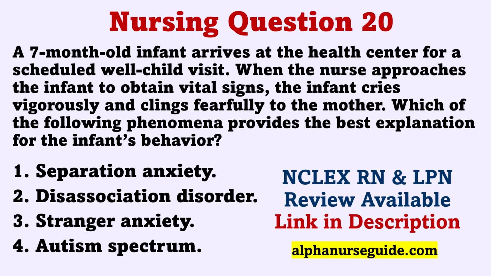The correct answer is 3. Stranger anxiety. This infant is displaying stranger anxiety. The child becomes anxious when exposed to unfamiliar people. Separation anxiety occurs when the child is separated from the primary caregiver. Anxiety and crying are also common behaviors. Stranger anxiety and separation anxiety are concurrent and generally begin at 7 to 8 months of age.